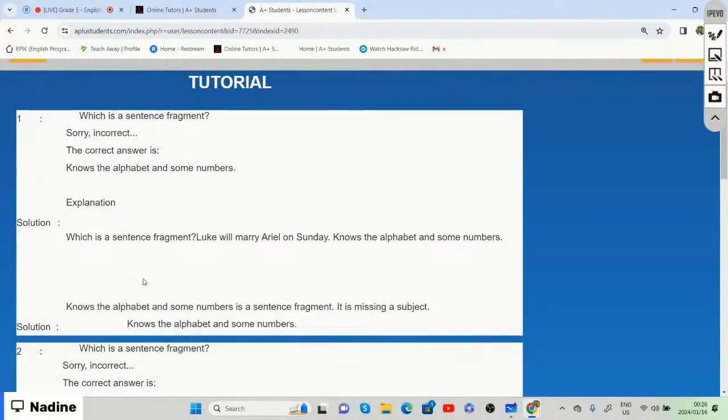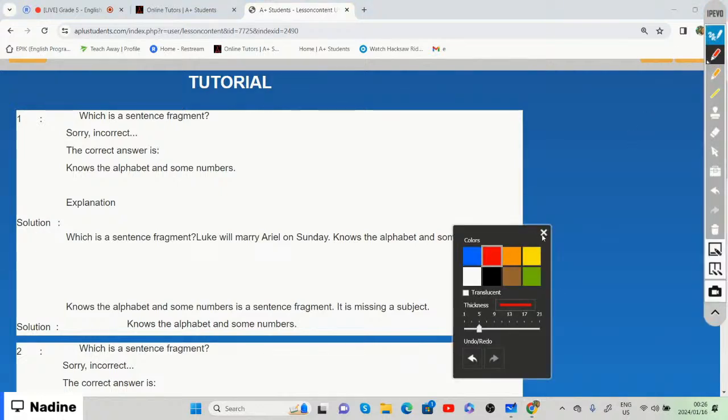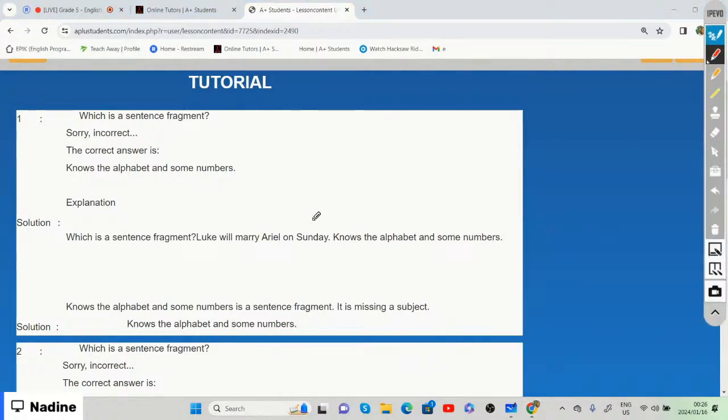All right, so now we're going to look at the sentence, right? It says, which is a sentence fragment, right? Where it does not express a complete thought. So we need to choose between, do we say Luke will marry Ariel on Sunday, or a fragment is knows the alphabet and some words.